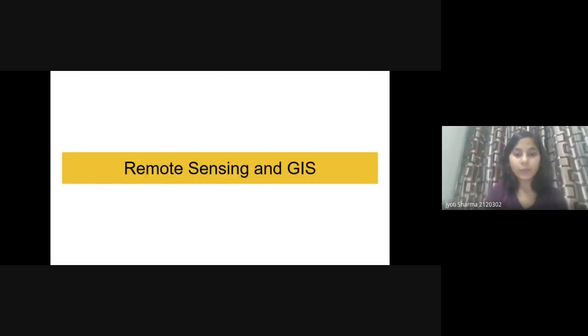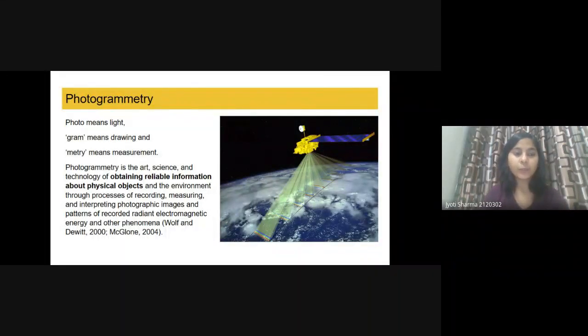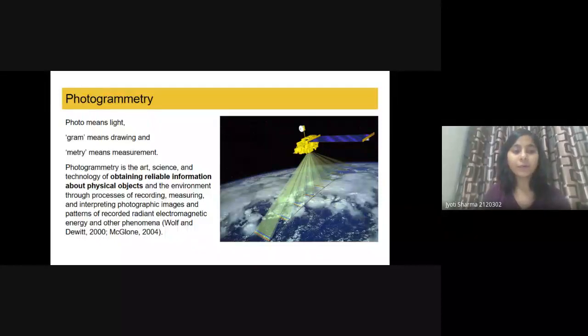Okay, so remote sensing and GIS. Before going to remote sensing and GIS, we have to consider what we mean by photogrammetry, because remote sensing is one type of photogrammetry only. Here, photo means light, gram means drawing, and meter means measurement. So if we are getting some data from photos, without touching the body or the object, then this will be known as photogrammetry.